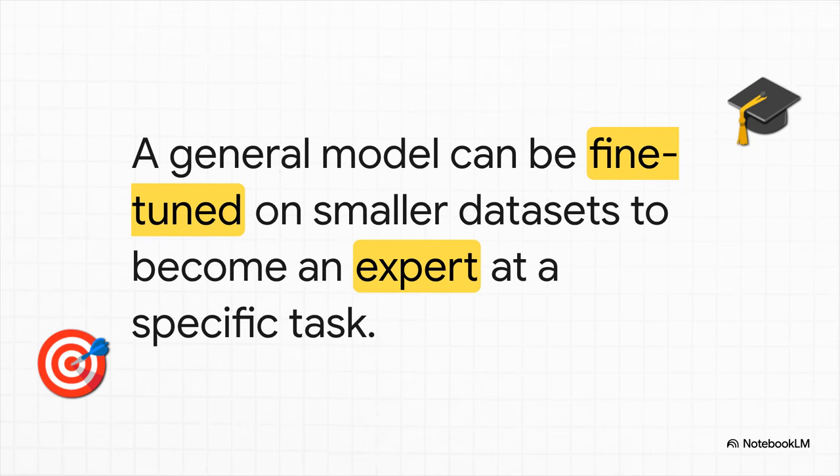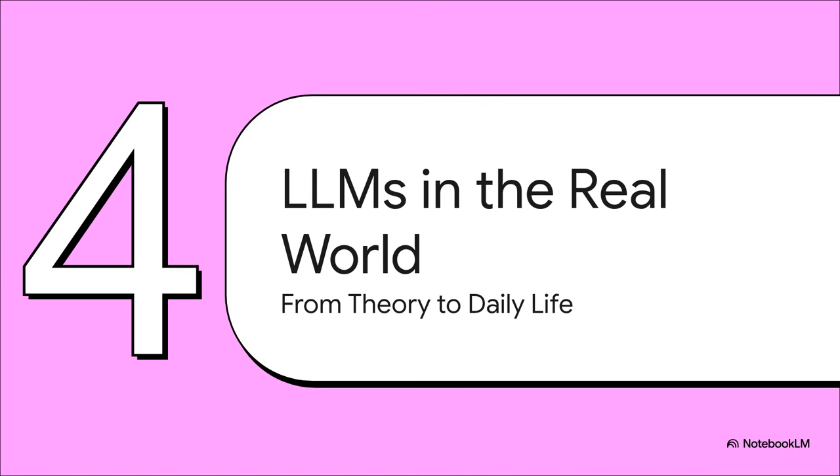So once this whole process is done, you have this incredibly smart generalist. It understands language really well, but then you can fine-tune it. You give it a much smaller, specialized data set to turn it into an expert at one specific thing. And that's how you get a model that's amazing at writing computer code, or one that's a super helpful customer service bot.